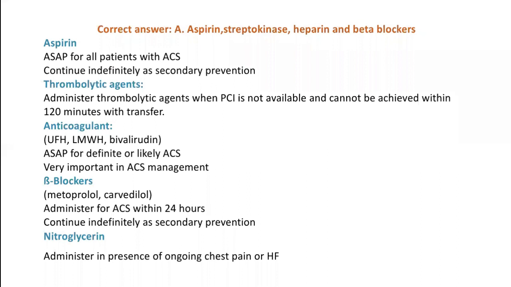We'll just review what you do for MI patients. So aspirin as soon as possible for all patients, and they continue indefinitely. Thrombolytic therapy: if PCI is not available, you would administer it. And the anticoagulation, that's what it is there. So you would use either unfractionated heparin, low molecular weight heparin, or bivalirudin, as soon as possible. And a beta blocker for sure, and nitroglycerin.